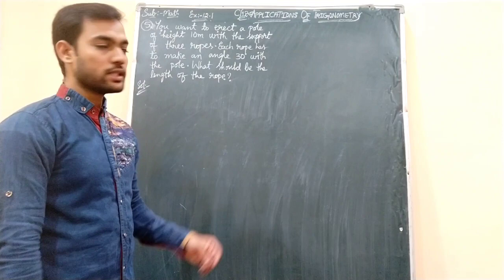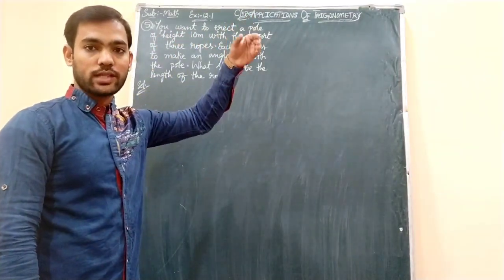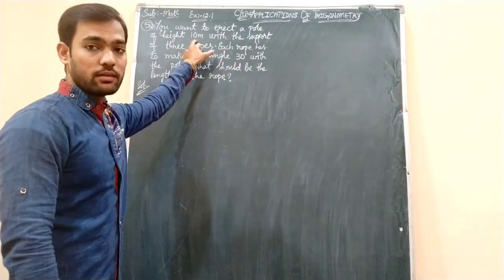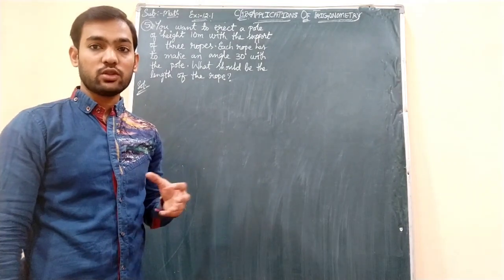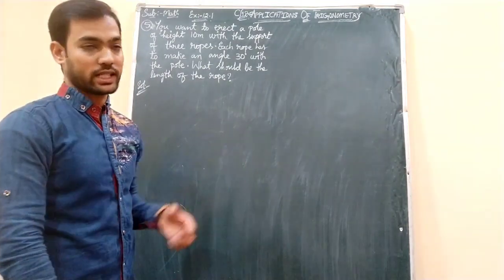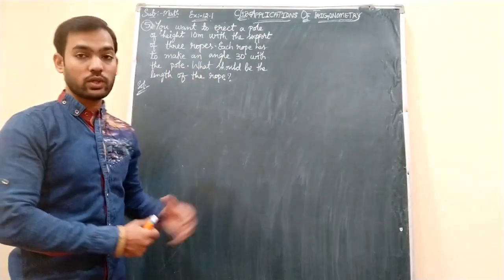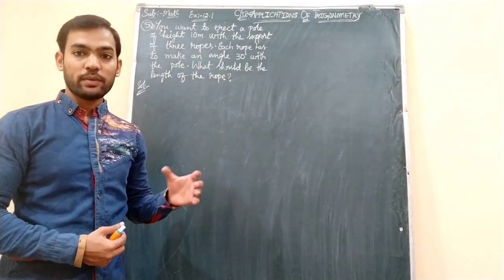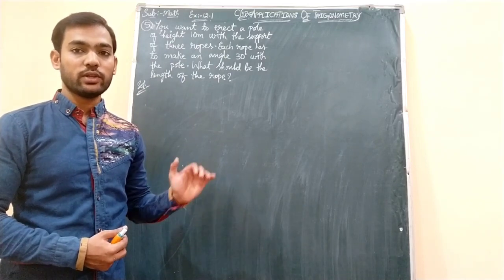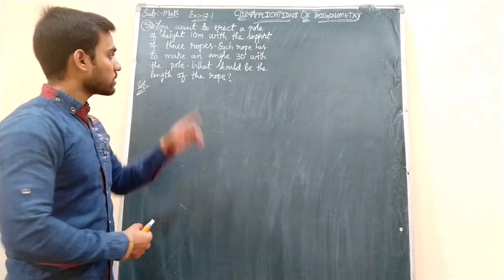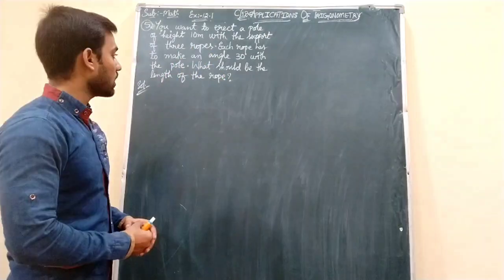Now next question, students, you want to erect a pole of height 10 meters with the support of 3 ropes. With the support of 3 ropes you are making that pole erect. Each rope has to make an angle of 30 degrees with the pole. Here the rope is making an angle of 30 degrees with the pole, not with the ground. Till now we were doing with respect to the ground.